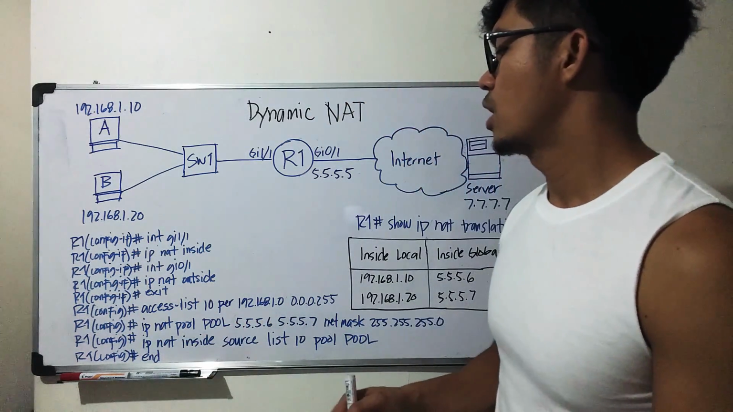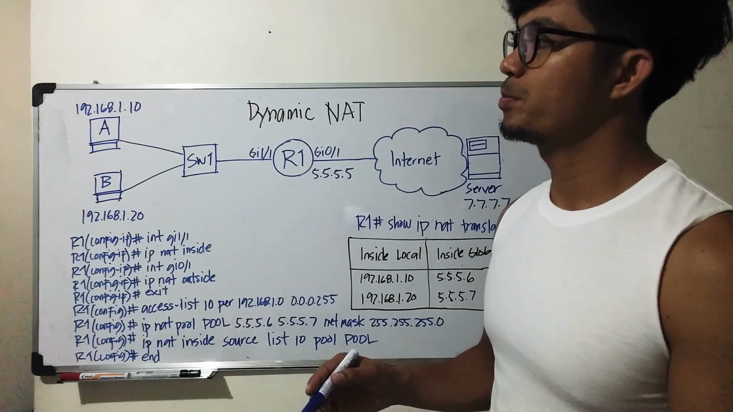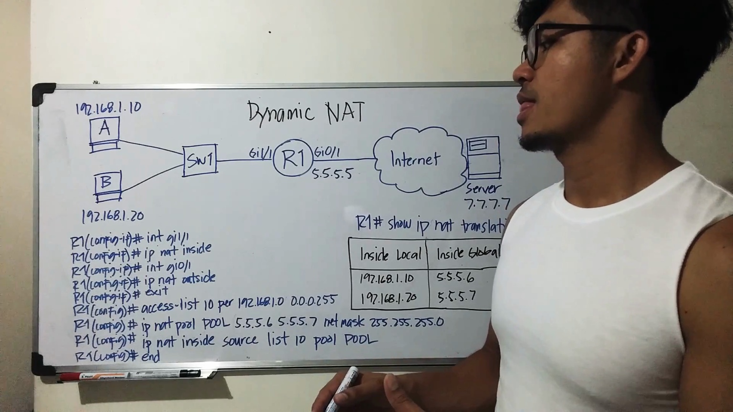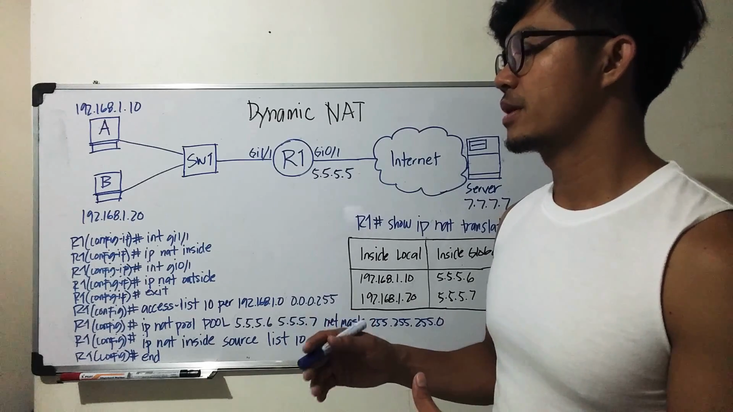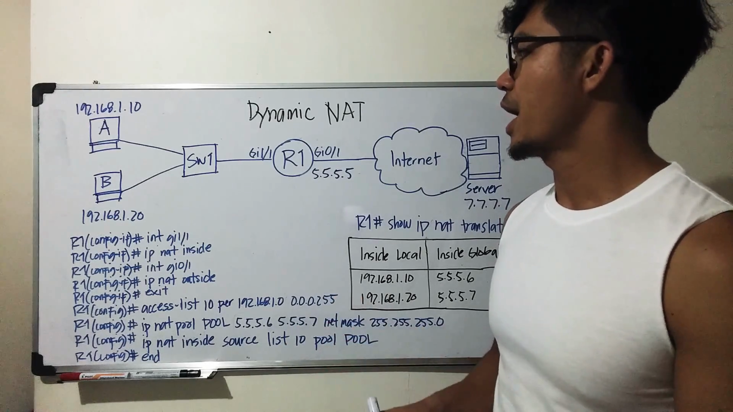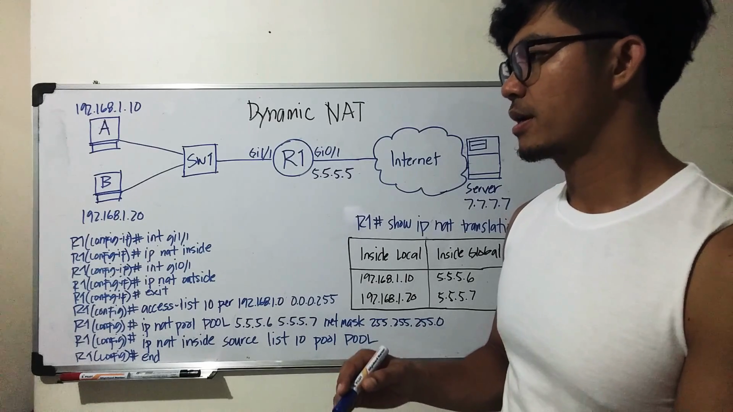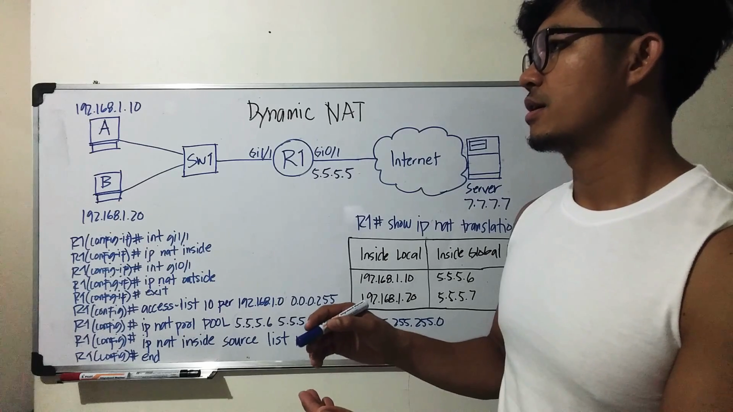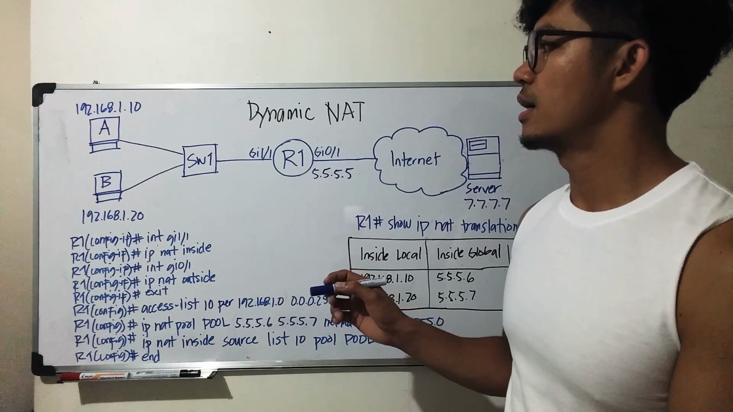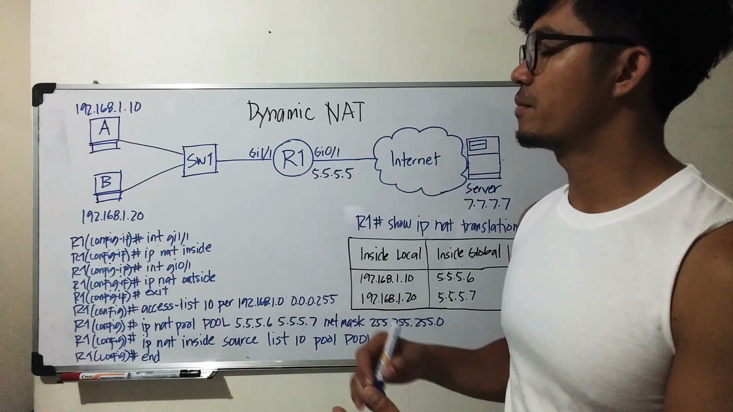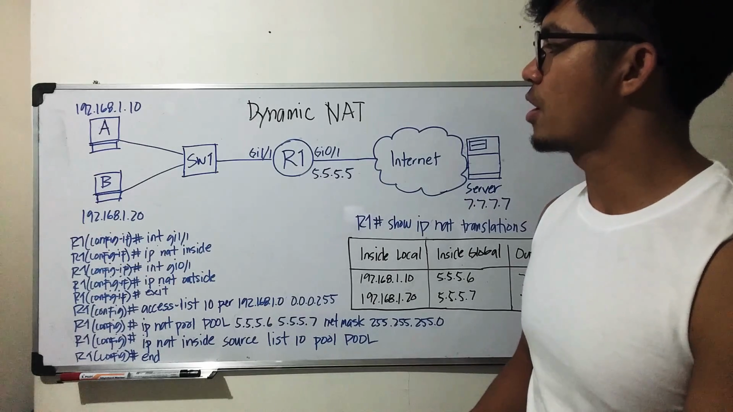With NAT, we actually have a subnet of private IP addresses, and we have a pool of public IP addresses, and we let the router dynamically map a private address to an IP address from that pool of public IP addresses. So let's take a look at the topology here.